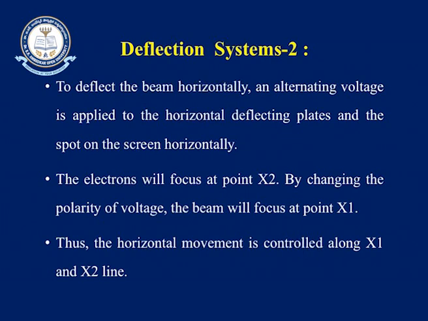This is deflecting the beam horizontally. The first one is vertical, the second one is horizontal. An alternating voltage is applied to the horizontal deflecting plates, moving the spot on the screen horizontally. The electrons will focus on H2, and by changing the polarity of the voltage, the beam focuses at point H1. That is the horizontal movement, controlled along H1 and H2.